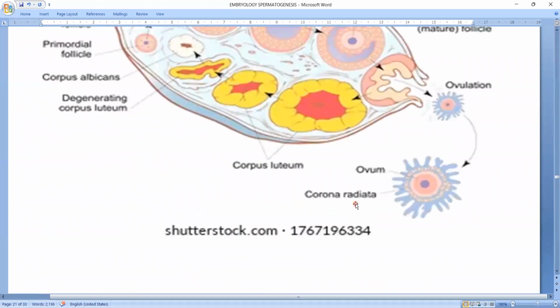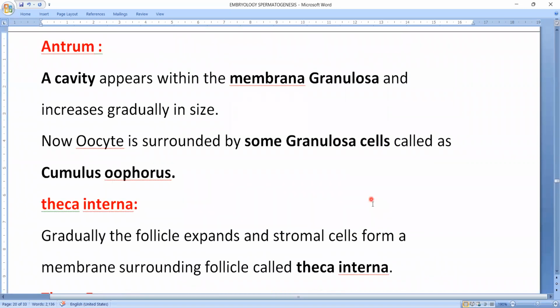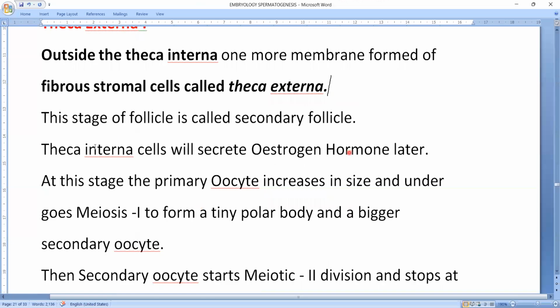ఓకే, సో మనం ఇందాక డయాగ్రామ్ లో చూసాం. సో this outermost layer, it is fibrous in nature. And then this stage of follicle is called secondary follicle. ఇప్పుడు దీన్ని theca externa వరకు ఫామ్ అయినటువంటి ఫాలికల్ ని మనం సెకండరీ ఫాలికల్ అంటాం.